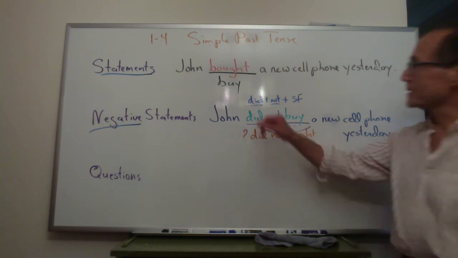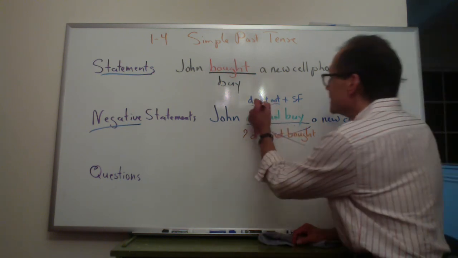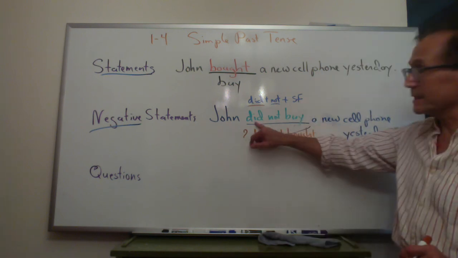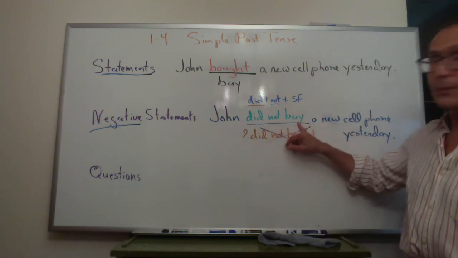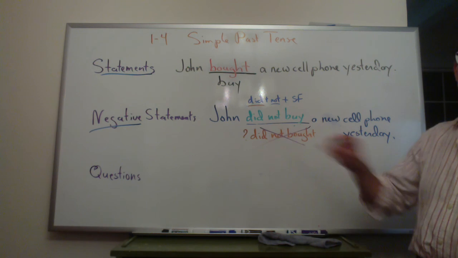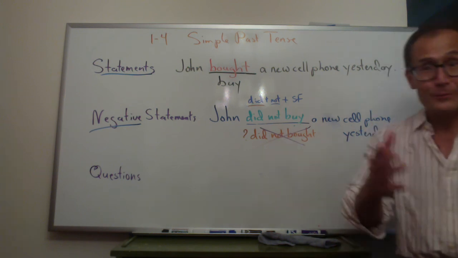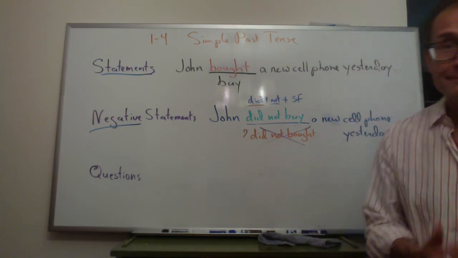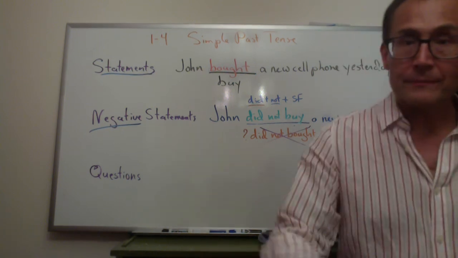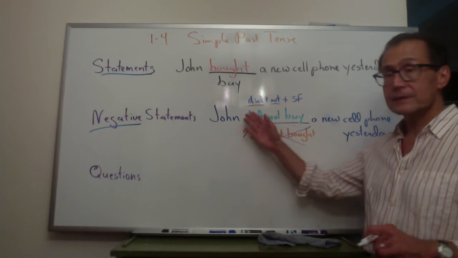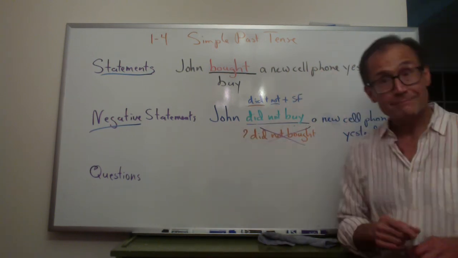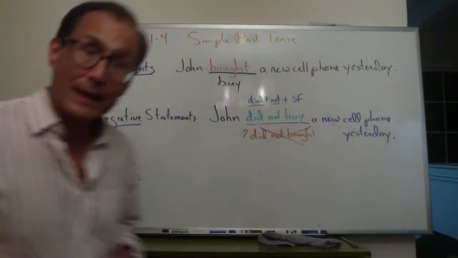Something you might think about is, you might say, oh, this part of it is past. So this other part, did, is past. So this other part, buy, isn't past. Only one part is past. Maybe that helps. But I cannot say John did not bought. When I'm making negative statements in English, did and not and simple form. Okay, I hope that helps.